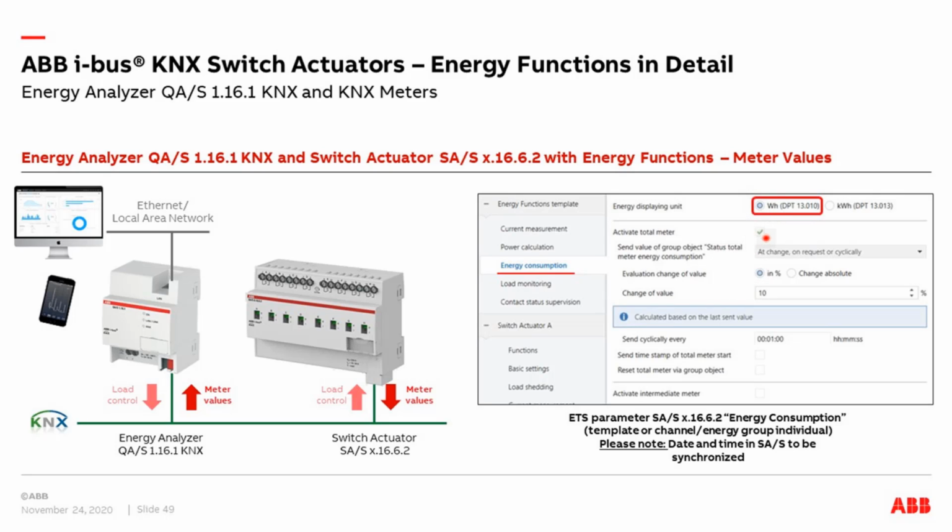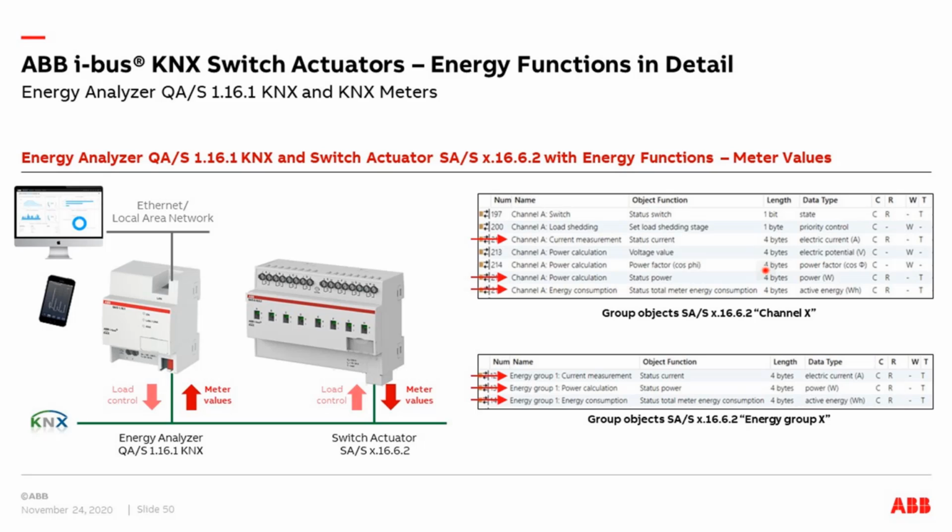So then let's come to the energy values, like here in watt hours. If you want to use it, then we enable here the active total meter values. The same should be sent every minute, for example, or when the value changed by 10% from the last sent value. And remember, for calculation of the energy, we need a time. So it's recommended to synchronize the internal timer of the switch actuator from an external time master, like a weather unit or other KNX devices, for example. The energy analyzer, for example, can receive time and date via the NTP time protocol, via the internet, and can send time and date here to the switch actuator to synchronize its internal timer, which is also possible.